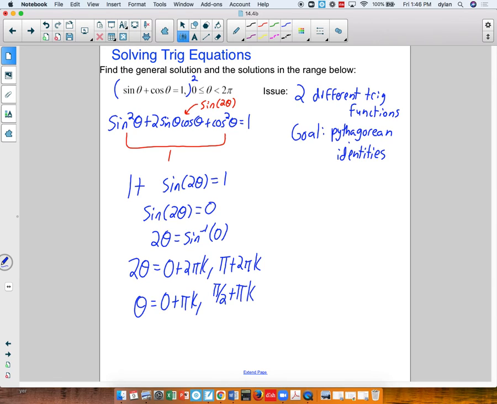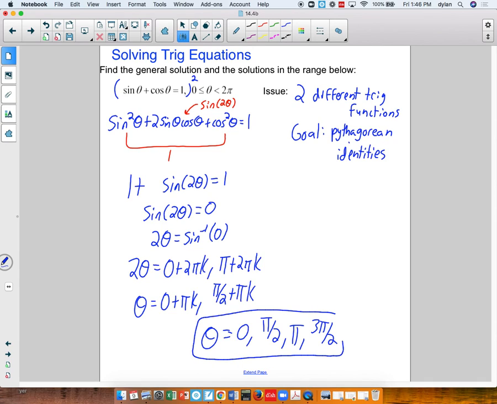So if we go to list out all our answers then, if k is 0, then we would have theta equals 0 and pi over 2. But if k is 1, then from the first one we would end up with pi, and from the second one we would end up with 3 pi over 2. And as soon as k is 2, then we've gone too far. So these would be our solutions within the range.